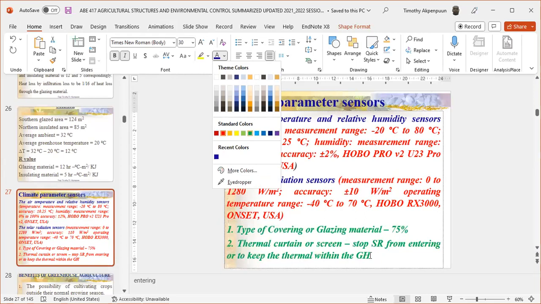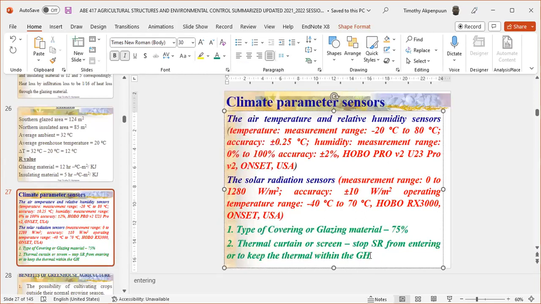Let me ask you guys now. In what regions of the world do you need thermal curtain or thermal screen to stop solar radiation from entering the greenhouse? Which locations of the world do you need to do that? I need an answer. You from where? Temperate region. Temperate and arid regions. No. Temperate, no.